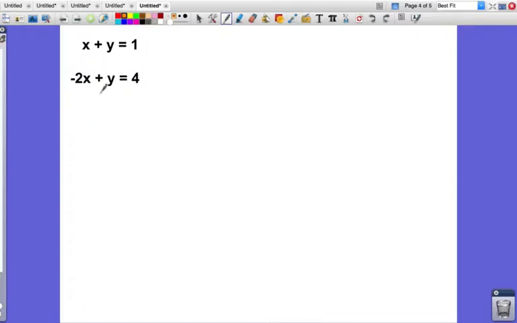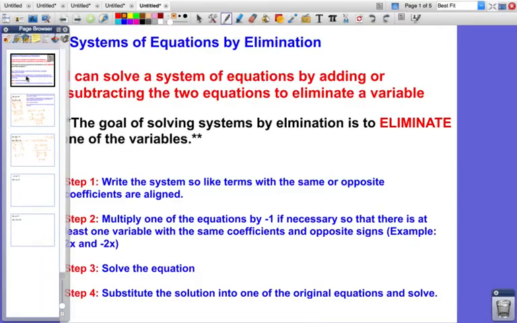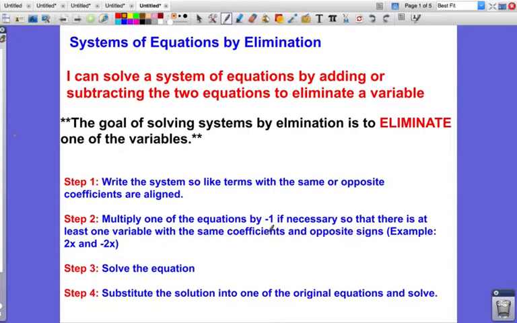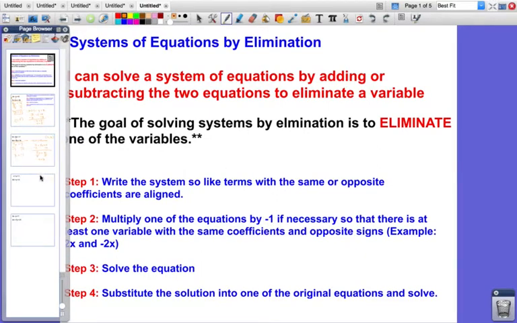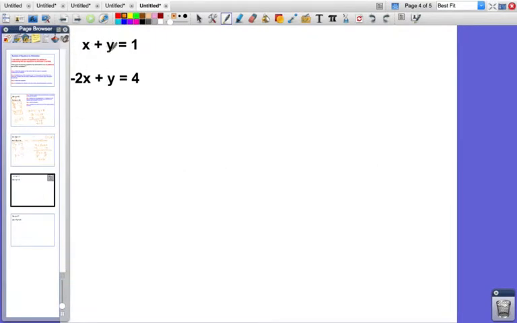So nothing's eliminated. So what I'm going to do is that step 2 that we talked about earlier. I'm going to multiply one of the equations by negative 1. And then when I do that, that's going to change my y to negative y. And that way I can actually eliminate something. So I'm going to multiply this equation right here, this whole entire equation, by negative 1.